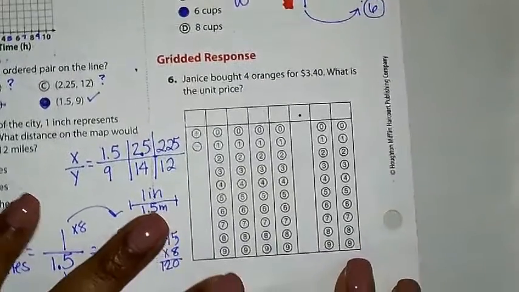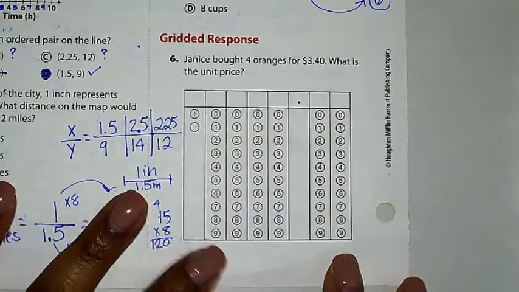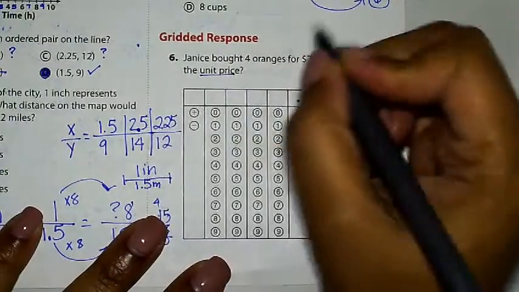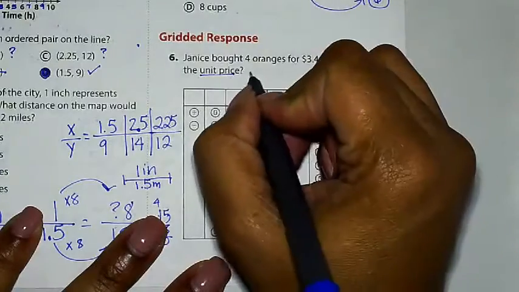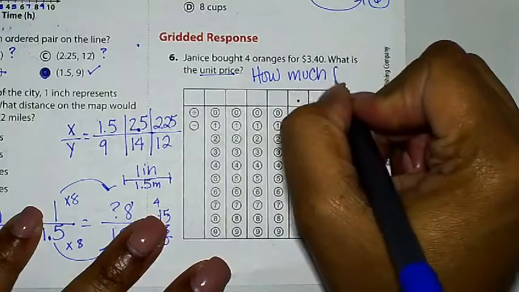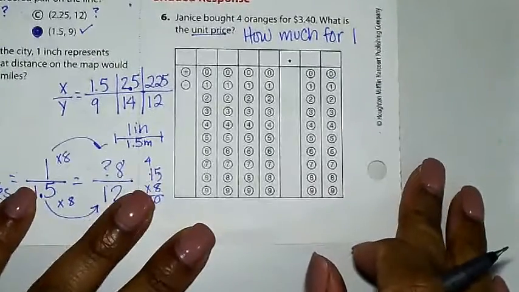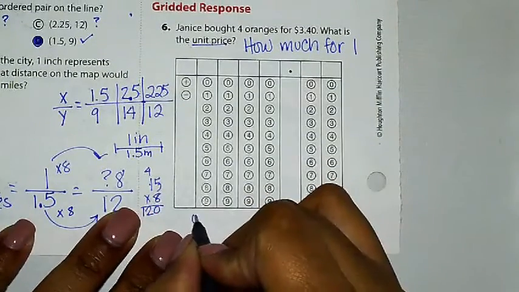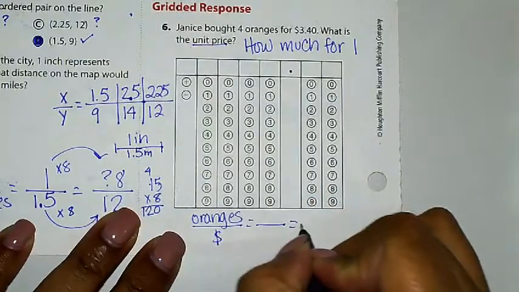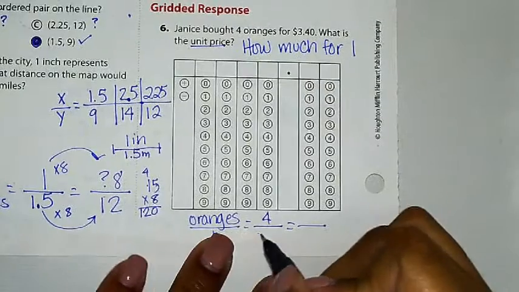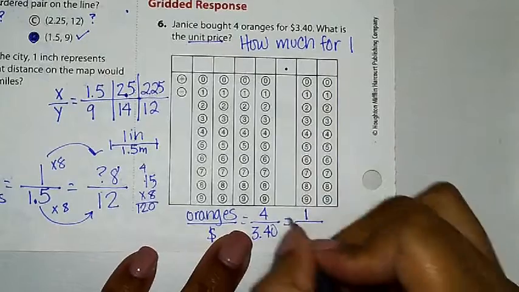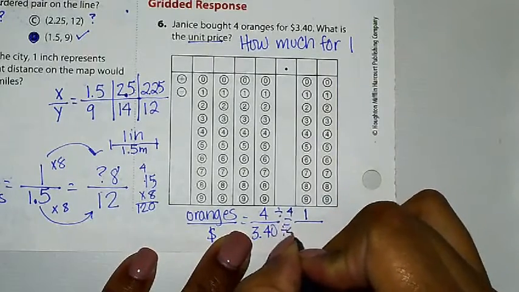All right, number 6, last one. Janice bought 4 oranges for $3.40. What is the unit price? So unit price, remember, is how much for 1. All right, so we know that we're comparing oranges to money. And we know that 4 oranges is $3.40. How much is it for 1 orange? All right, so we're going to divide by 4.